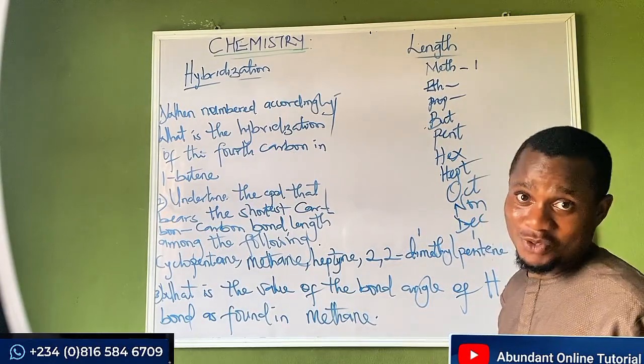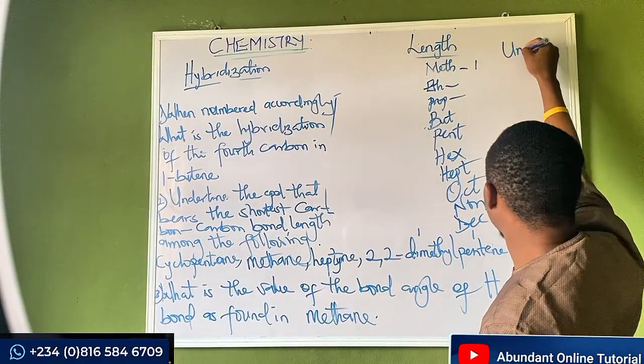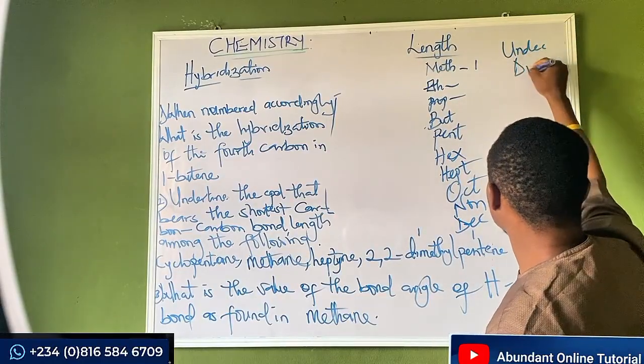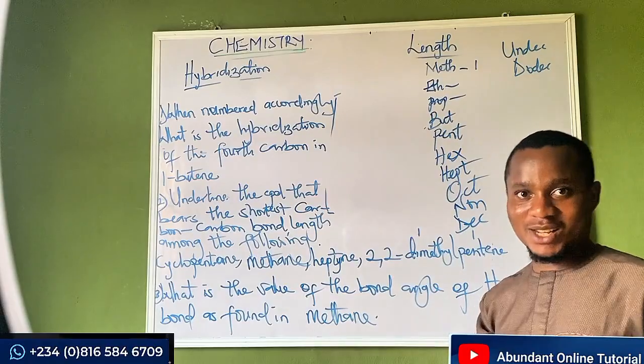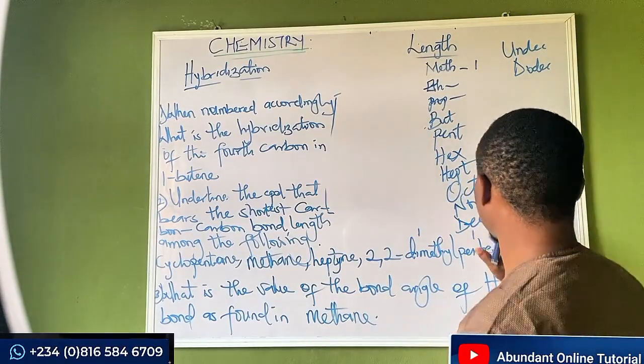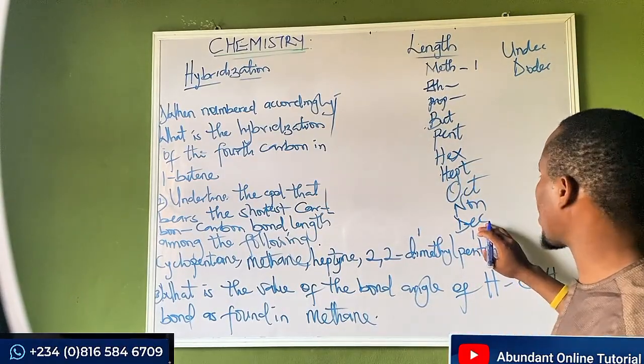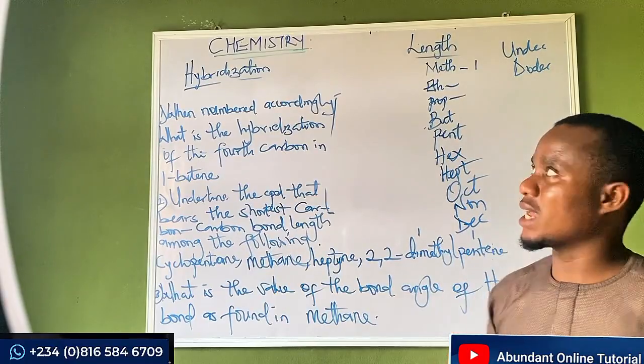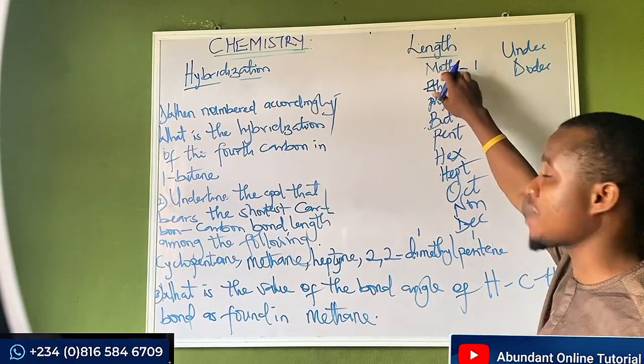When it is 11, we call it undec. When it is 12, we call it dodec. Like that, then tridec. But for your level, stop at what? Dec. All right. When it is 1 carbon, it is meth.